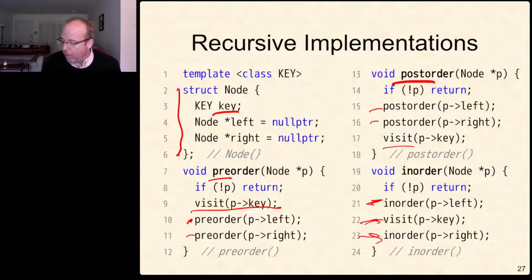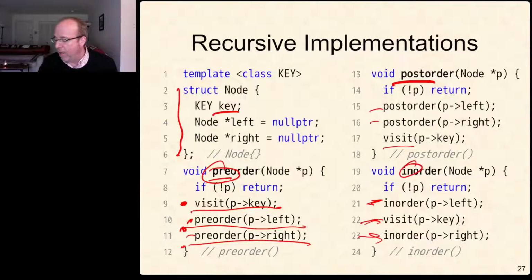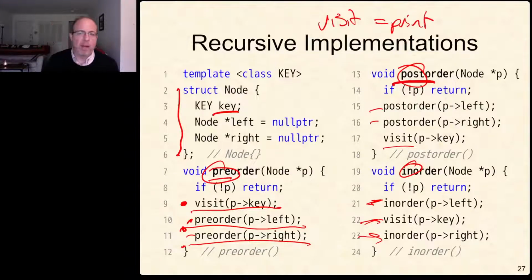So again, the recursive versions, they all recursively call left and right, and the question is just whether I visit before, in the middle, or after. In pre, I visit before. In, I visit in the middle. In post, I visit after. And visit is just whatever we're doing with the element. For now, let's think of visit as being print. So we'll think of it the same way.